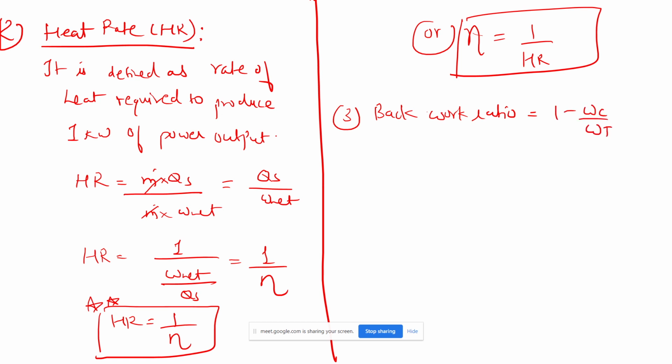Okay, is it? No. WC by W. And work ratio, we were writing it like this, and this are W. So it will be 1 minus WC upon WT. Okay.